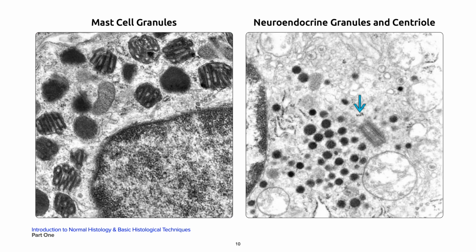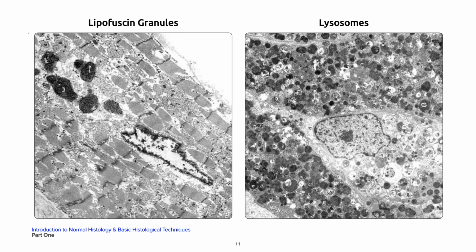On your left are secretory granules that may contain mucin or digestive enzymes, be lysosomal as in lipofuscin, or be specialized. These granules have a scroll-like structure and are characteristic of a mast cell. On your right is the juxtanuclear collection of neuroendocrine granules coming from a paraganglioma. These small granules contain mixtures of peptides and amines. There is a centriole in blue adjacent to the cluster of granules.